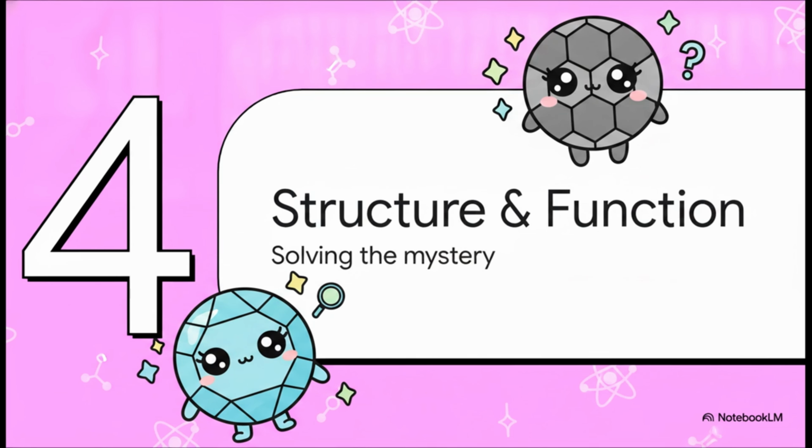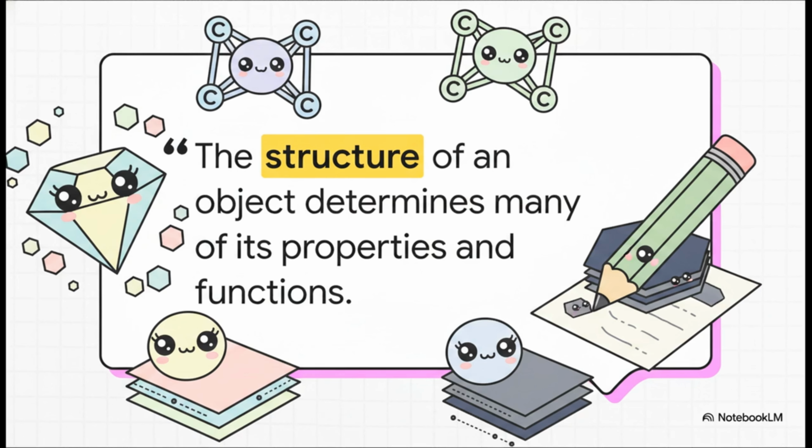Let's wrap it all up and solve this in Section 4. Structure determines function, solving the carbon mystery. Okay, so the big secret here? It isn't in the ingredients themselves, but in their internal arrangement. The structure of an object completely determines its properties, period. In a diamond, every single carbon atom is tightly bonded to four others in this super rigid three-dimensional interlocking grid. That totally inflexible architecture is what makes it hard enough to cut steel.